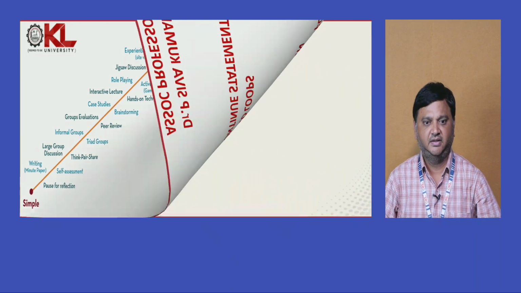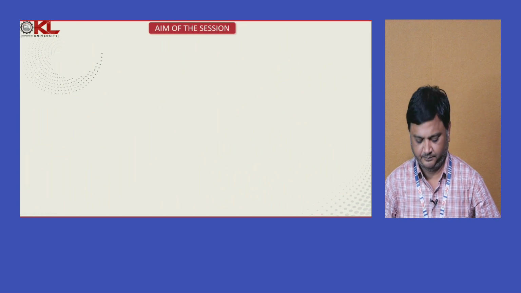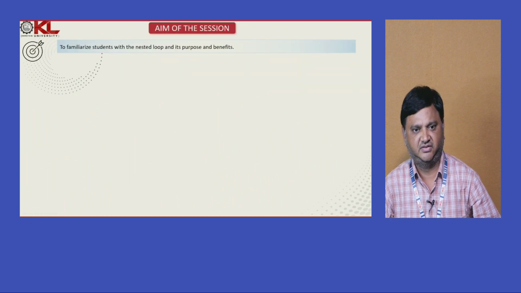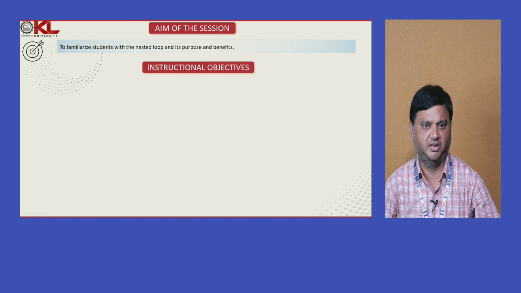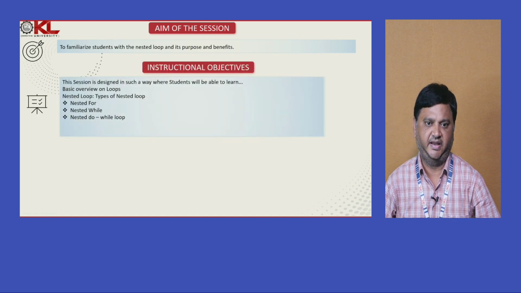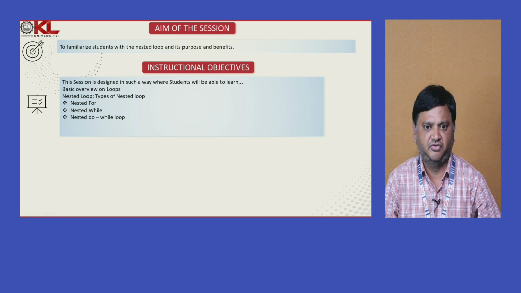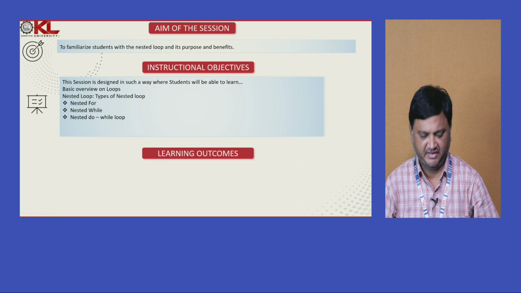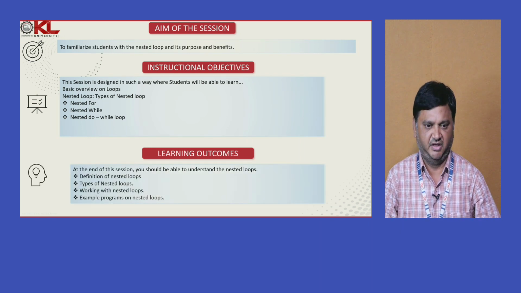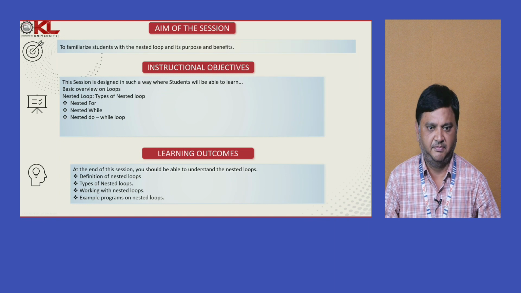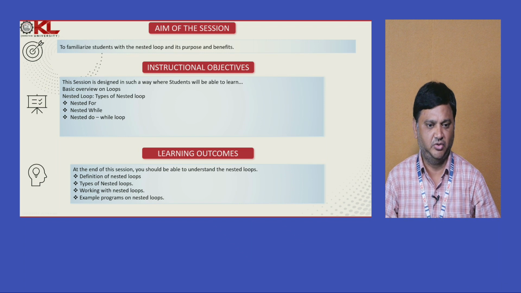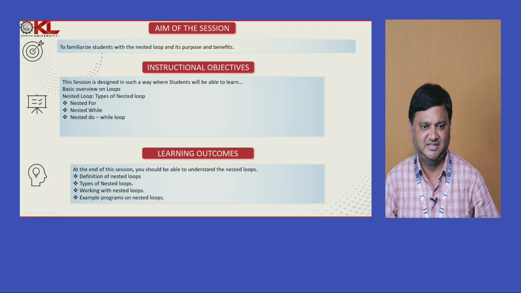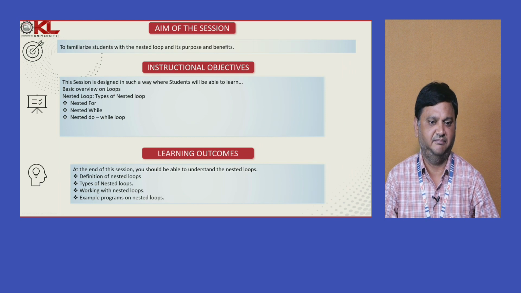Let's go deep inside. The main aim of the session is that you become familiar with nested loops, what the main uses are, and what the benefits of using nested loops are. And we can implement nested loops for all three kinds of loops we have seen: nested for, nested while and nested do while. At the end of the session, you will be able to understand the basic importance and the basic syntax of writing a nested loop, like nested for, nested while and nested do while, with small basic examples.